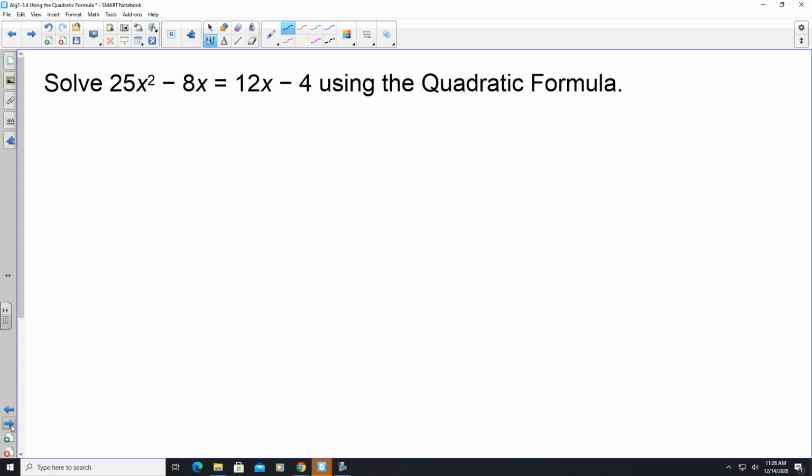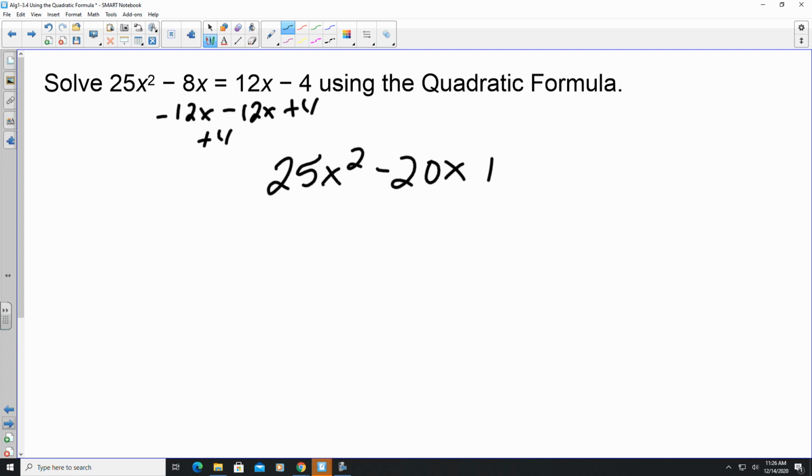Here again, they want us to use the quadratic formula. I'm going to set it equal to 0. So this is subtracting 12x, and I'm going to add 4. Now I have 25x squared minus 20x plus 4 set equal to 0. Okay, so finding a, b, and c: a is 25, b is negative 20, and c is positive 4.